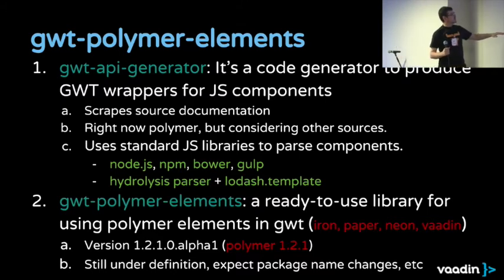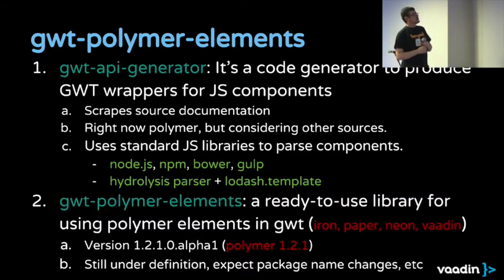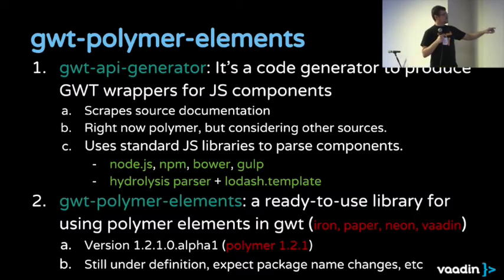So what we did at the beginning was to create the GWT API generator. The GWT API generator is a project able to create the GWT wrappers for the JS components. All this code that we have been seeing in the previous slides. What it does is scrape source documentation in Polymer elements. It uses JavaScript libraries that the Polymer team has for creating the documentation in their website. So we are using exactly the same tools, but then we use them with some templates to create the Java classes. So what we are using is Node.js.